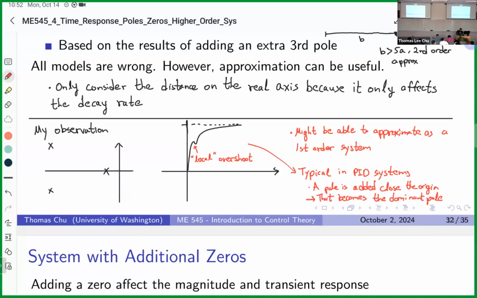That's why I don't really like the textbook's definition, because it says the dominant pole is the complex conjugate poles closest to the origin. But I think the dominant pole is actually the pole that's closest to the origin, be it a single pole or a pair of complex conjugate poles.